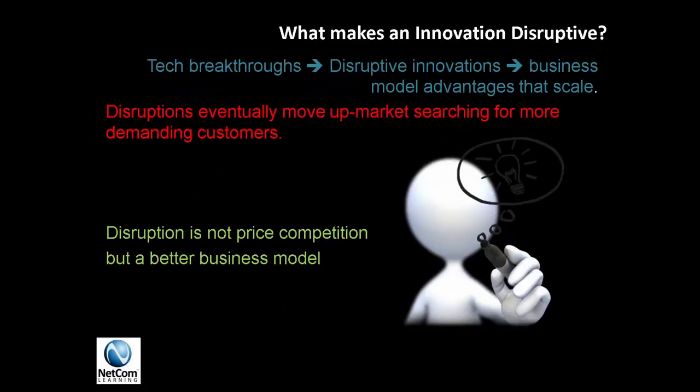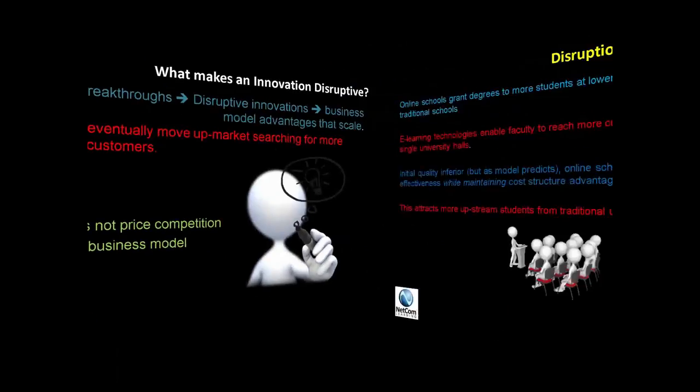Well, first we have a technological breakthrough, and then we have a business model advantage that scales. So even though Kodak invented digital photography, that was the technological breakthrough, but they never were able to monetize it, and that's why they essentially went bankrupt, because they were not able to compete with something that they themselves invented. So disruptions usually move up market, searching for more demanding customers. And again, disruption is not a price competition, but a better business model.